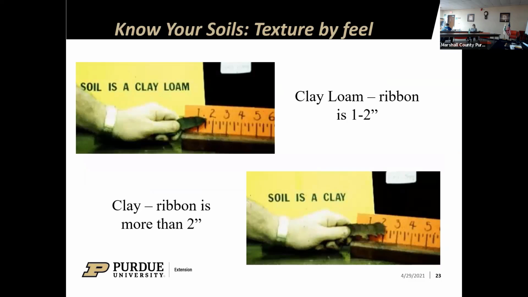If it can produce a 1 to 2 inch ribbon, that would be a clay loam. And then a clay soil, you could produce a 2-inch ribbon by working the soil in your hand and making it, again, the moisture of a kind of a wrung out sponge, and then working it through your fingers. So if you're a stressed person, using this feel texture to determine your soil type, your soil components, is a good way to relieve stress.